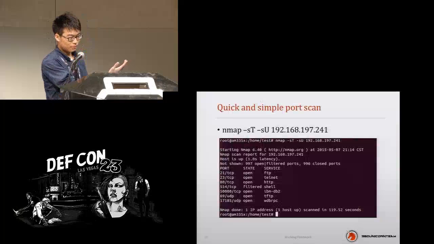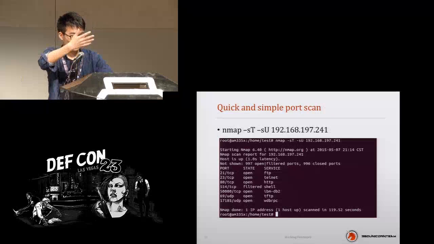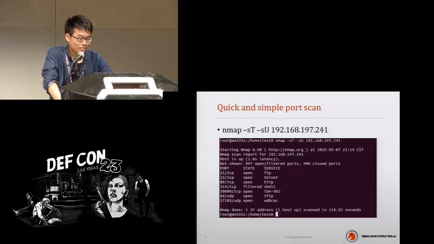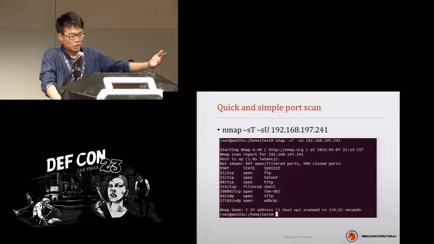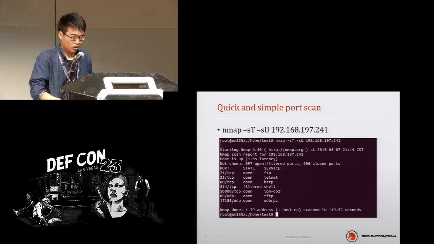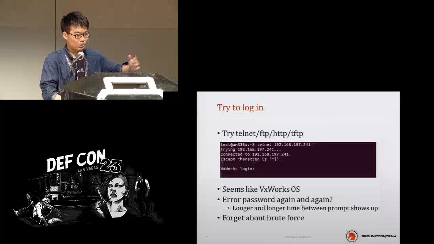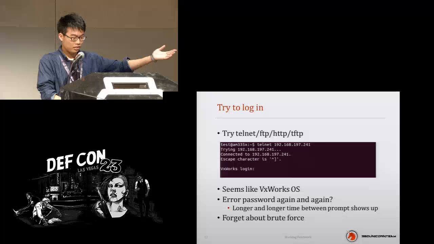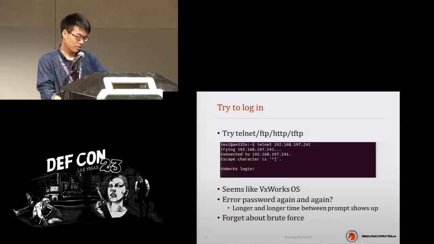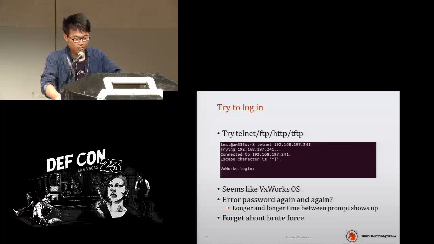So let's do a quick and simple port scan and map it. We can see a lot of services that it offers: FTP, Telnet, HTTP, and something interesting, WDB RPC. So let's try the easy things first, like logging in or just telnetting to it. It comes up to a prompt, VxWorks login. It seems to be a VxWorks operating system.